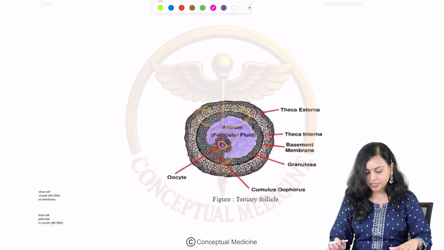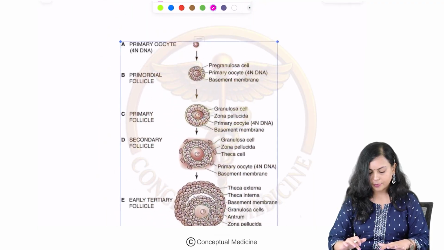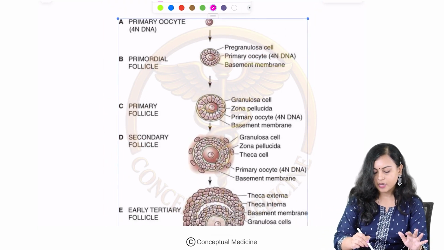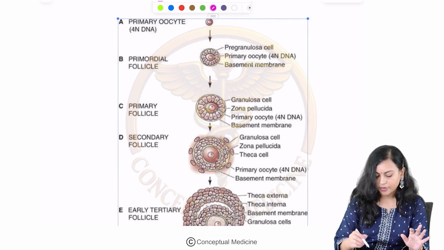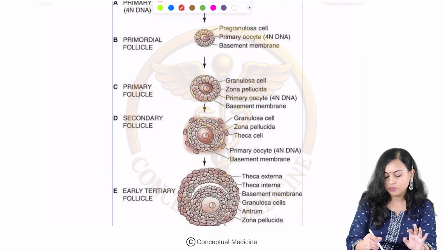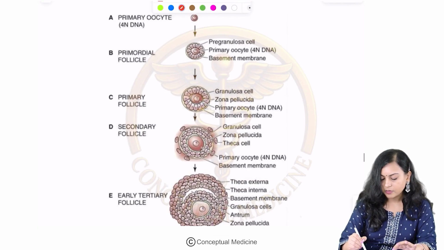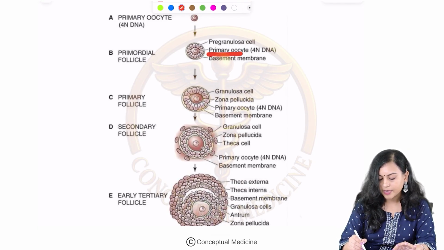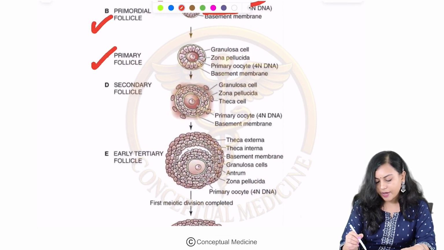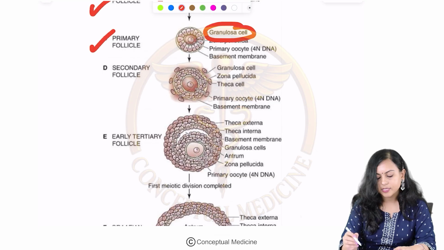Okay, but at the same time I wanted you to know about the follicular development also. So how does the follicular development happen? In this picture you are able to see the primordial follicle first. In the primordial follicle, we have the primary oocyte surrounded by some granulosa cells and a basement membrane. Then comes a primary follicle where the primary oocyte is surrounded by basement membrane and a zona pellucida, and the granulosa cells are there.